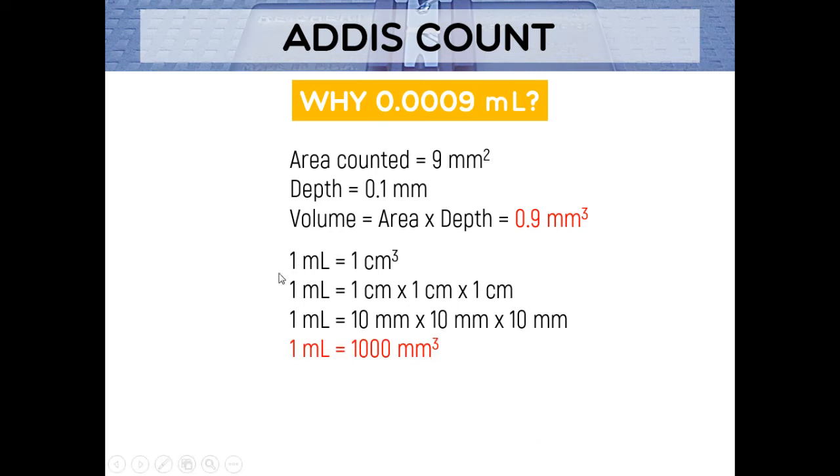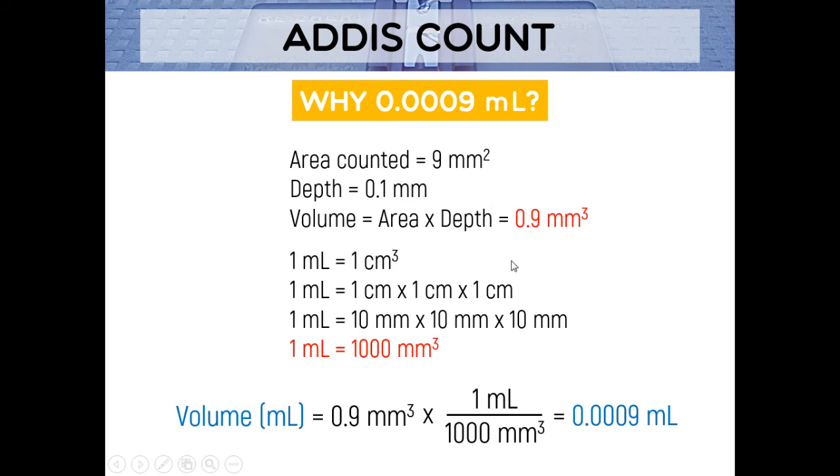Now, using this conversion factor, we use 0.9 millimeter cube. All right? And then cancel the millimeter cube, so you will arrive at ml. Hence, the result is 0.0009 ml. I hope this is quite clear, why we use 0.0009 ml. Because again, we count the 9 large squares. The area counted is a total of 9 millimeter squared. The volume is 9 millimeter squared times 0.1 millimeter. You have 0.9 millimeter cube. But then you need ml, so you convert millimeter cube to ml. Hence 0.0009 ml.